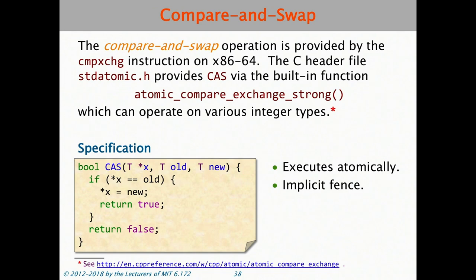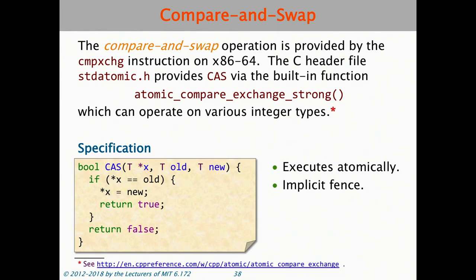It is in standard atomic.h, it is called atomic compare exchange strong. And it can operate on various integer types. It cannot compare and swap floating point numbers. Okay? It can only compare and swap integers. And sometimes that's a pain.